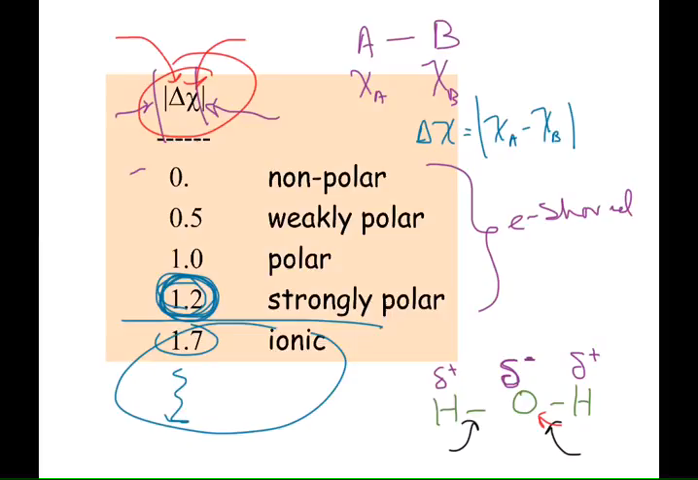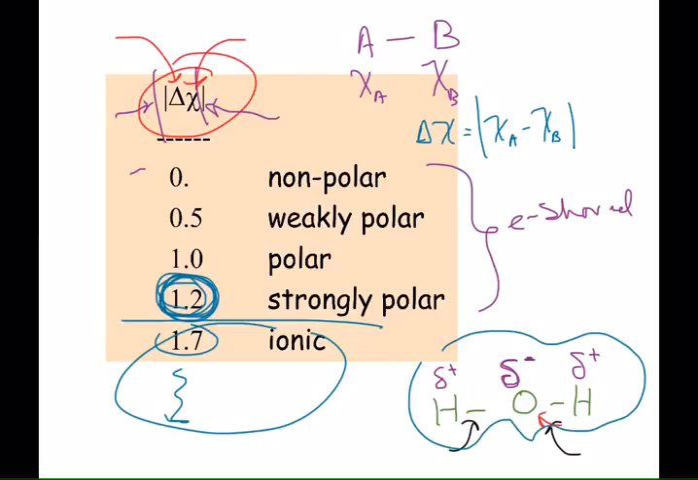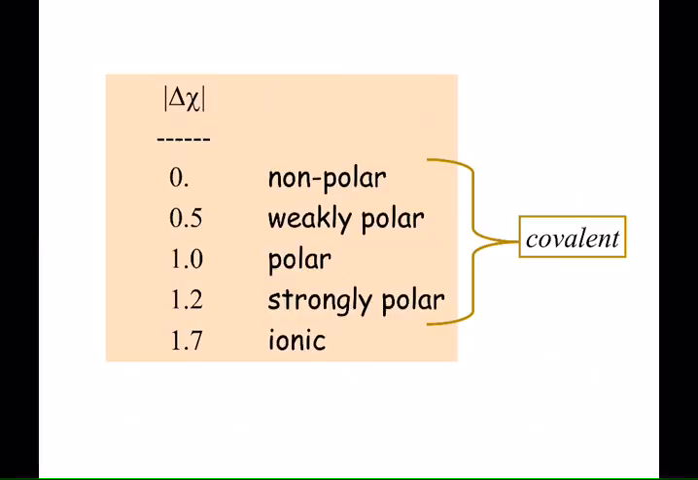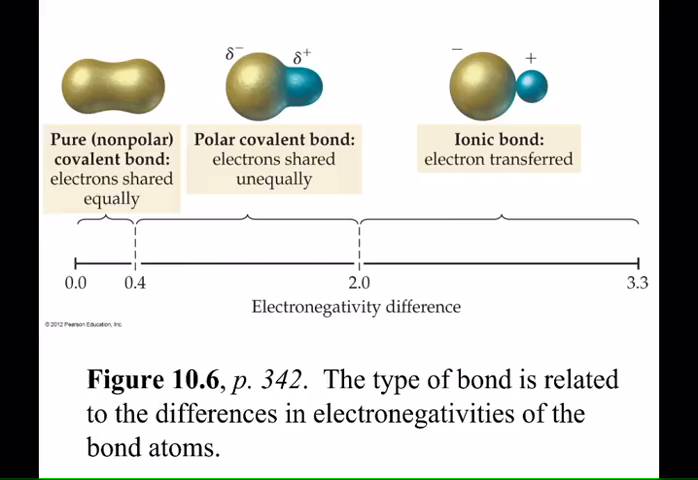Anytime you see this kind of separation in charge, it's not an ion, but it brings a degree of what we call polarity. As it turns out, water is pretty strongly polar. Something that has an electronegativity difference of around 1, the electrons will be shared but not equally. That's called polar, weakly polar, nonpolar. See how that works? Those are all types of covalent. Electrons are shared, covalent chemical bonds there.